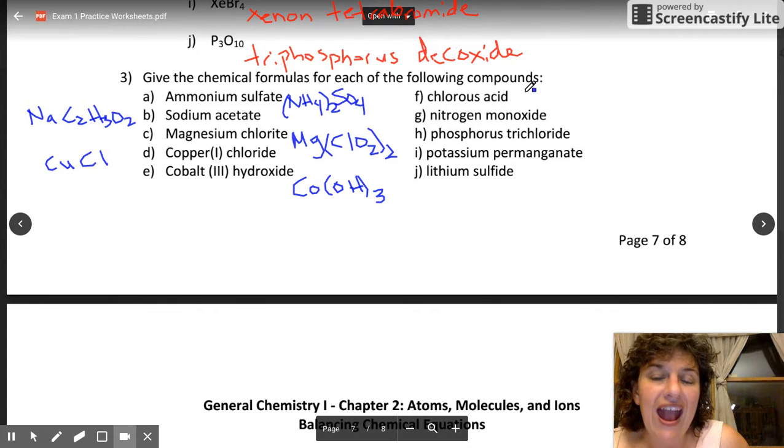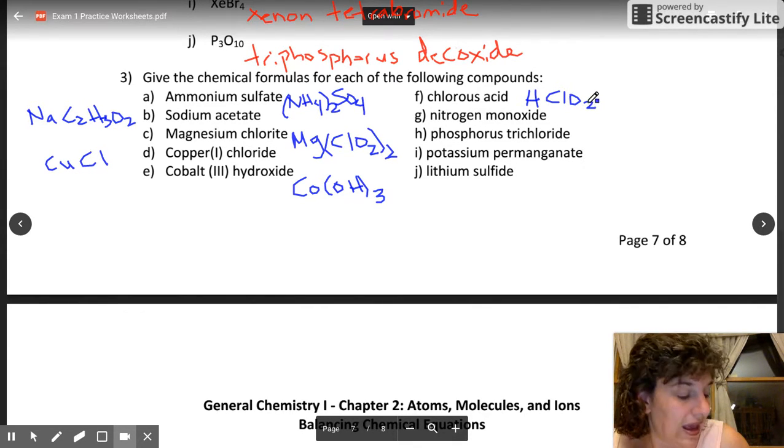All right, chlorous acid. Now remember the ic and ous endings. So this has to be from the chlorite ion. So we know that H is our cation, and ClO2 is the chlorite ion. So they're 1 to 1 here, +1, -1. So it just goes like that.